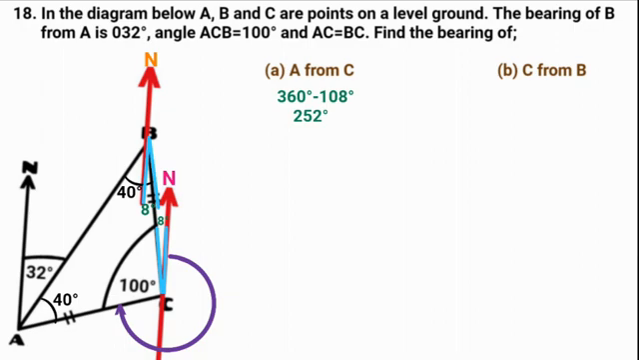Now we come to question B. Question B asks us to find the bearing of C from B. So the bearing we're supposed to find is this one here, the one which is marked in blue. In case you're wondering, it's this bearing we want to find, the one I've marked in light blue ink. That's the bearing we want to find.